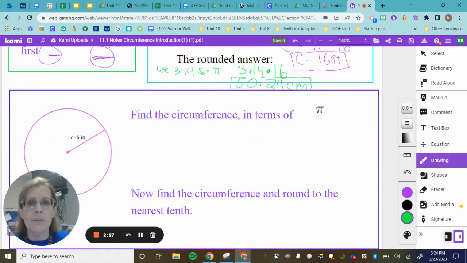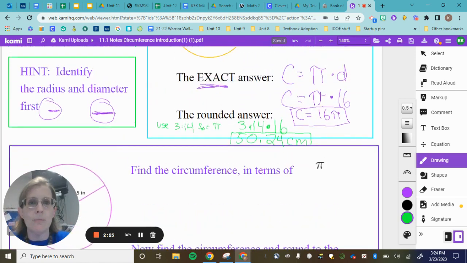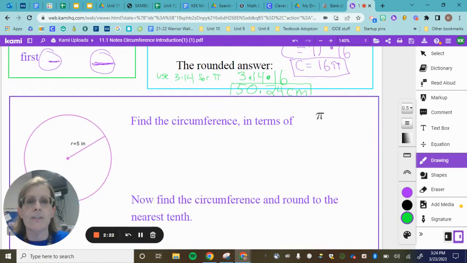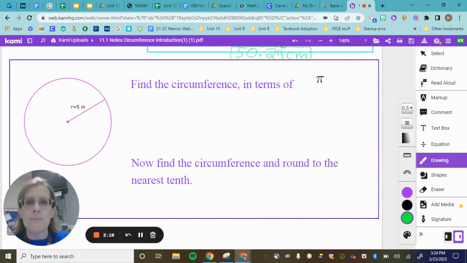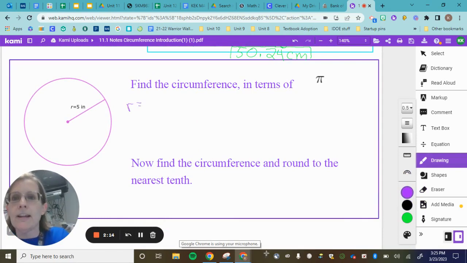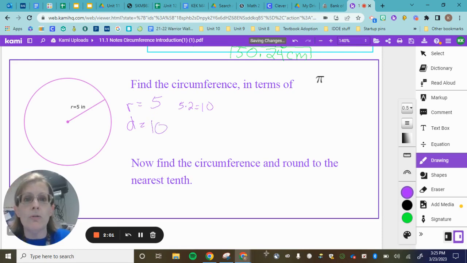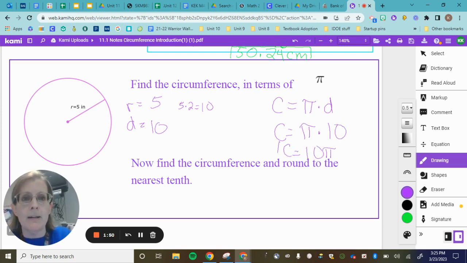They also might say find the circumference in terms of pi, which is the same thing as the exact answer. So this question says find the circumference in terms of pi. We first write down our radius and diameter. This time my radius is 5. The diameter is all the way across, so I double it: 5 times 2 gives 10 for my diameter. In terms of pi means use pi. So C equals pi times D, which means C equals pi times 10. So the circumference is 10 pi.